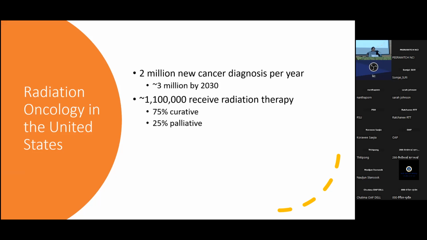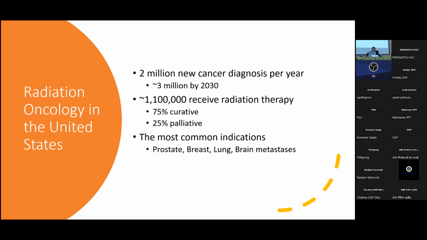Of those, more than half actually receive radiation therapy, most of that being some sort of external beam radiation therapy. And 75% of those treated are treated with curative intent. Some are treated for palliative purposes, for pain management, etc. But radiation is mainly used to cure cancer. That's why we're doing the radiation therapy. And the most common indications are prostate, breast, lung, and brain.